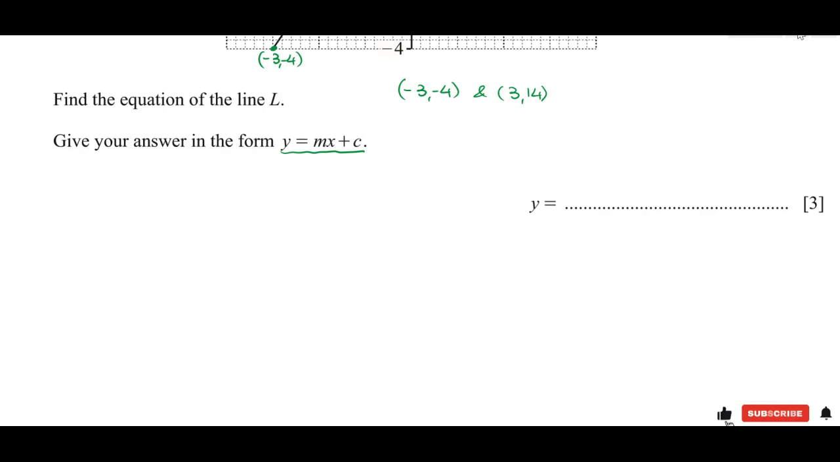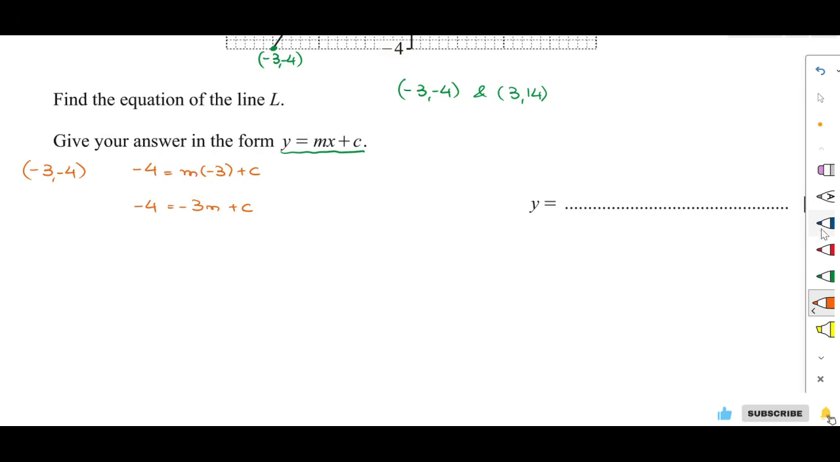Okay, so the first point is minus 3 and minus 4. X value is minus 3, y value is minus 4. So minus 4 would be equals to m, the x is minus 3, and plus c. So minus 4 is equals to minus 3m plus c.